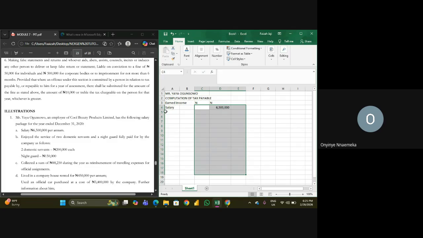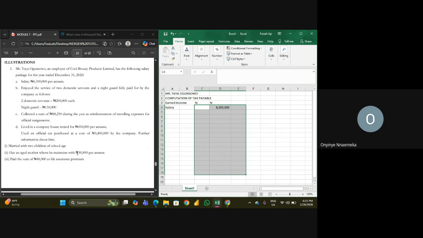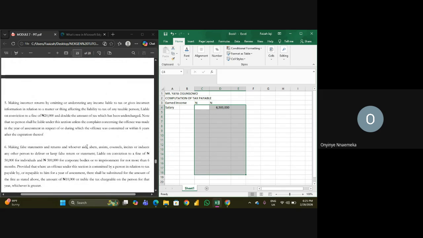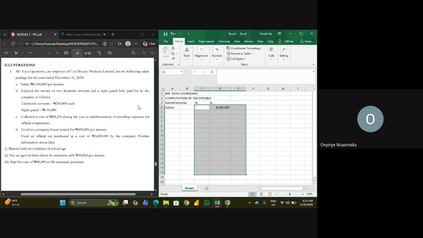So apart from salary, there's no domestic servants, there's no bonus. I think salary is the only cash emolument that he has. So that's all for cash emolument. Then we have benefits in kind. Benefit in kind is BIK.